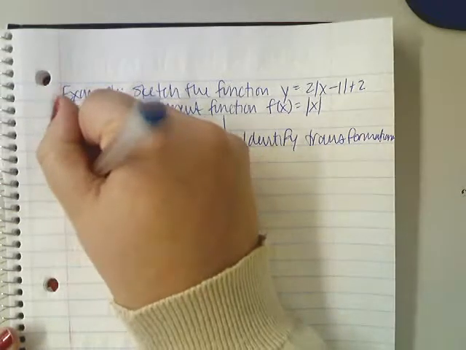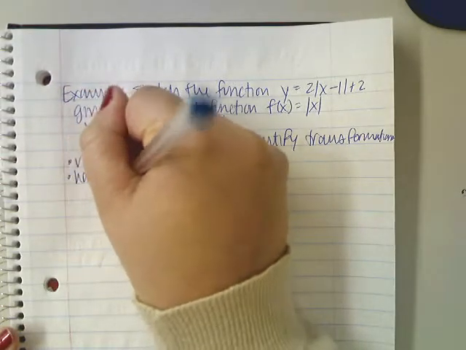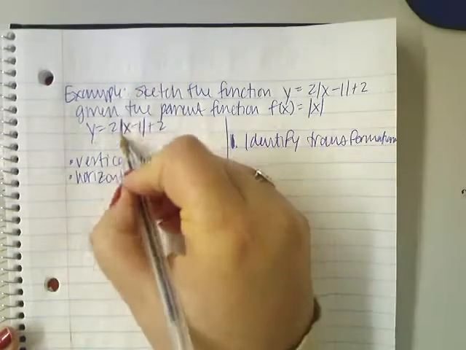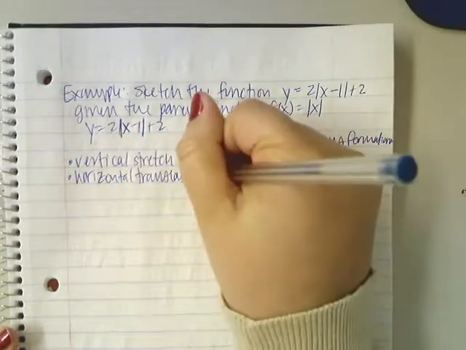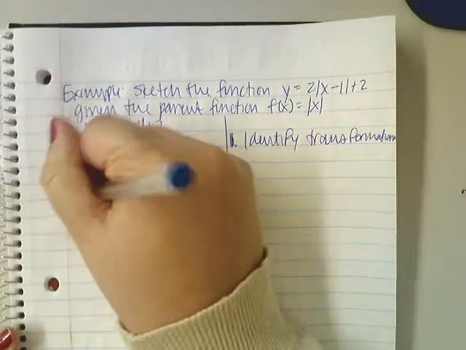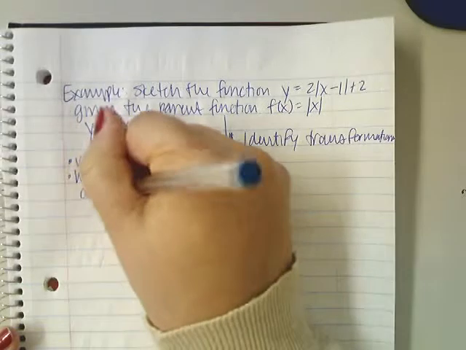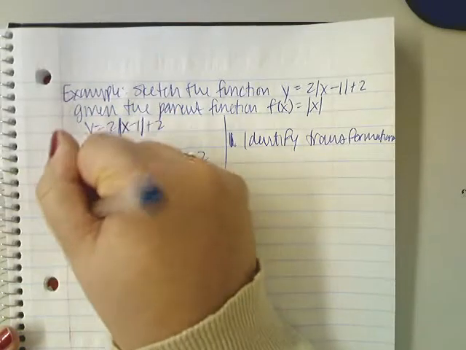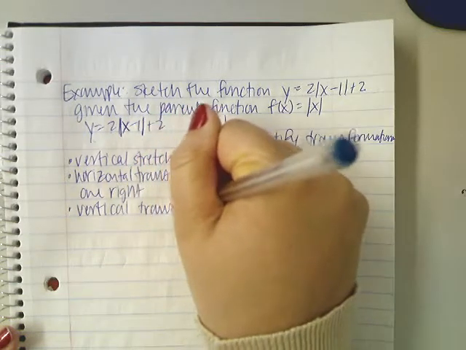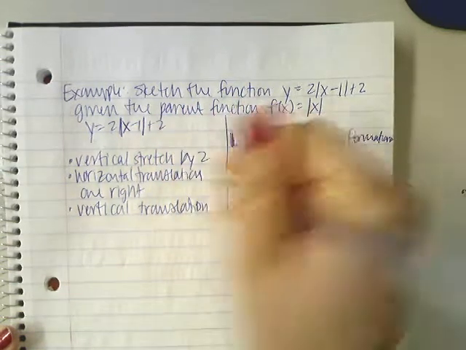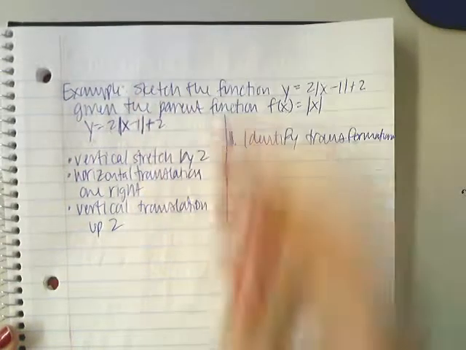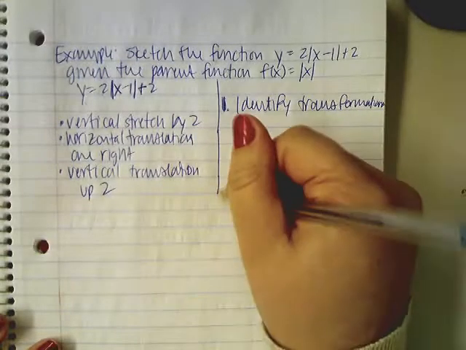I have a horizontal translation because I'm looking inside the absolute value and I'm adding or subtracting. So it's inside, horizontal, adding, subtracting, translation, and it's going to be 1. And since it's subtracting, it's going to the right. Last but not least, a vertical translation up 2, because I'm adding 2 outside the function, so it's vertical translation up 2.